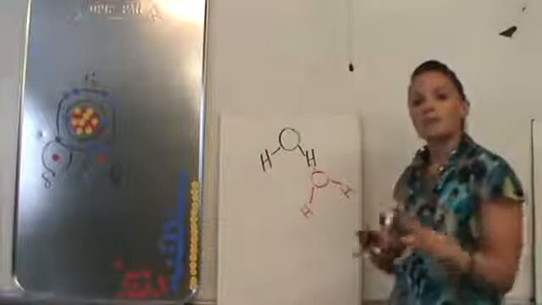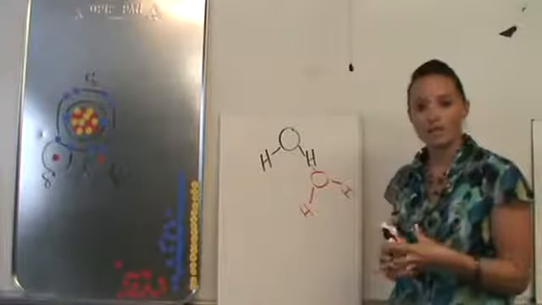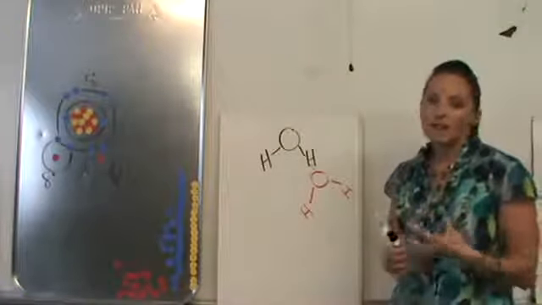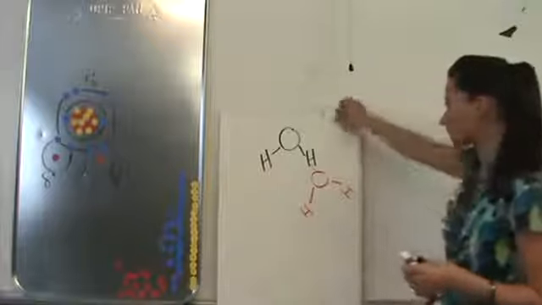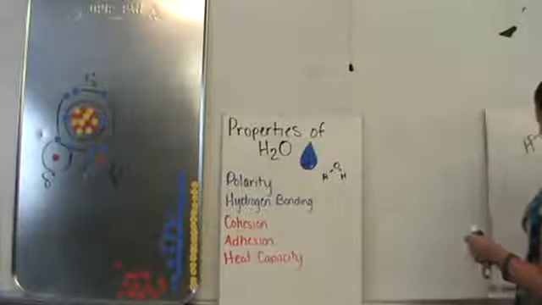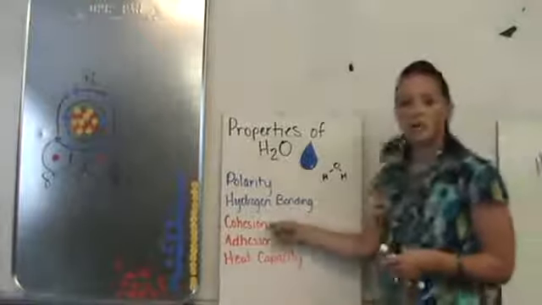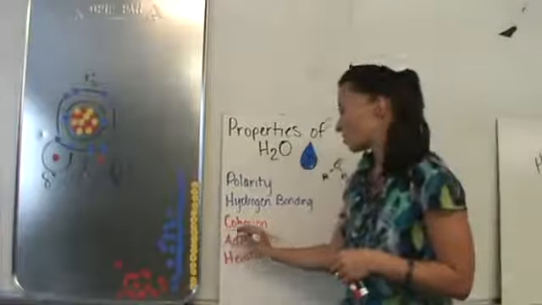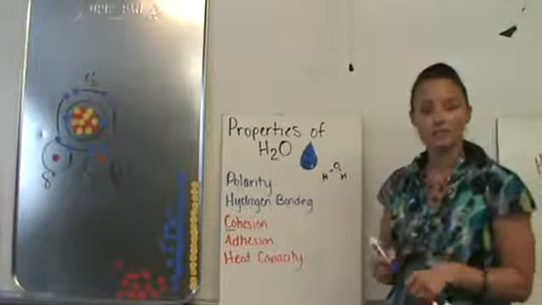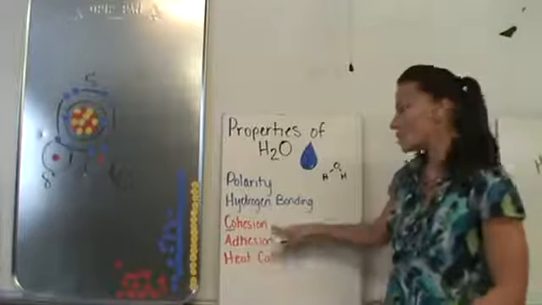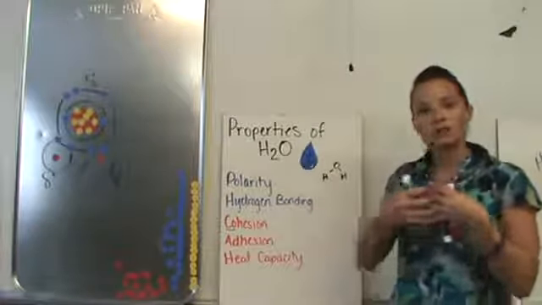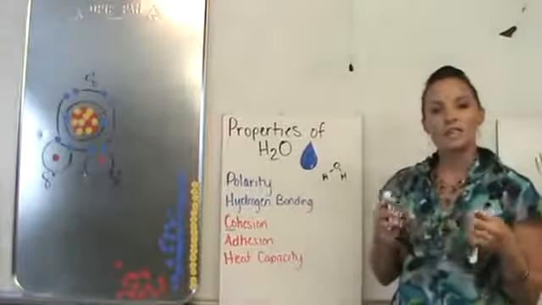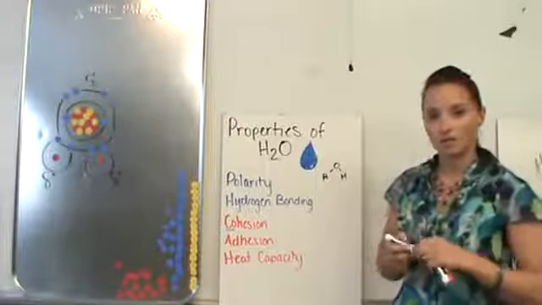Okay? The polarity and the hydrogen bonding actually work well together to allow all of the other properties of water that help living things survive. For instance, cohesion. Now, if you remember the prefix co means together. Okay, so co-workers work together. Cohesion is where two water molecules are going to want to stick together. Okay, and so water actually has a cohesive effect. It wants to stick to other water molecules.